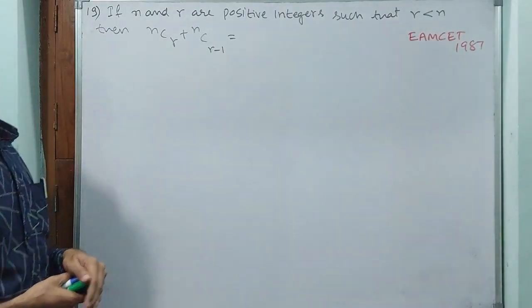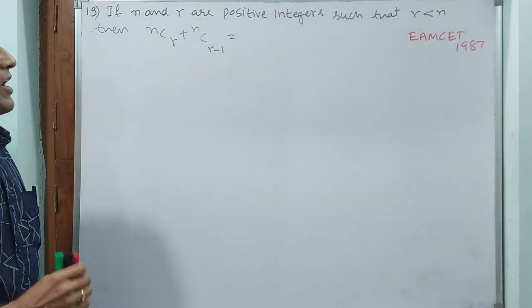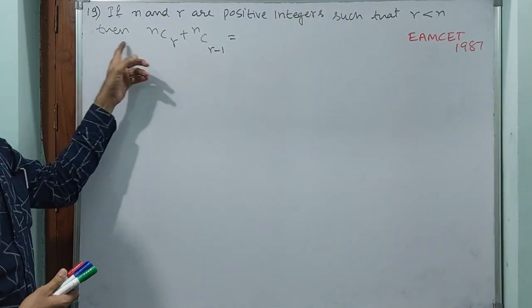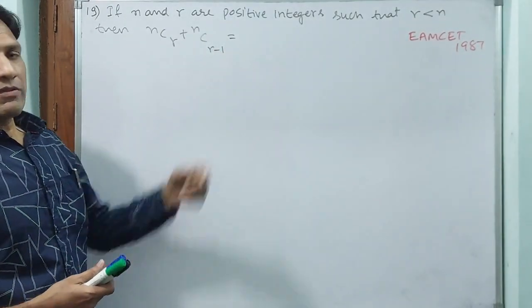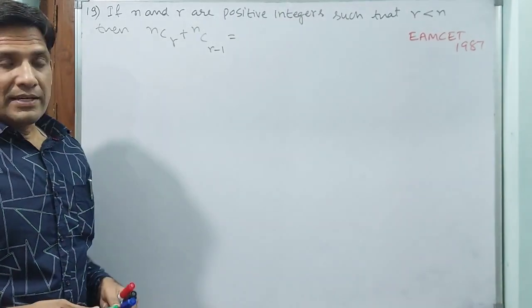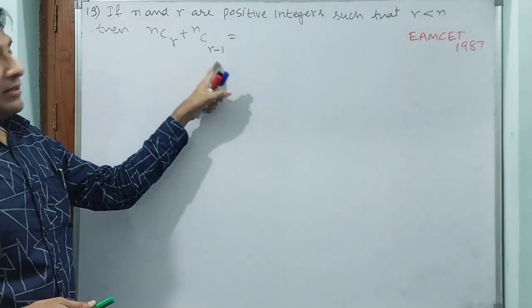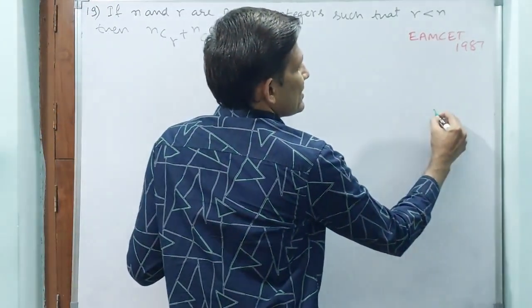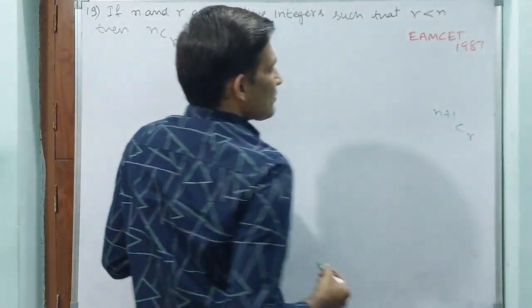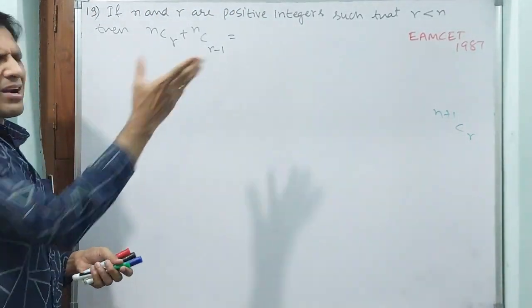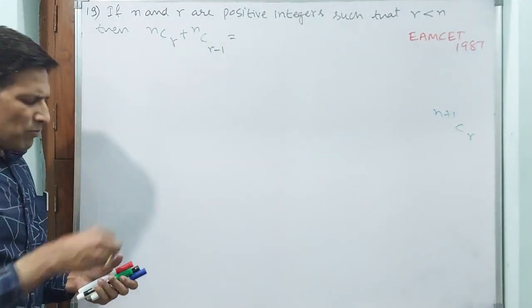See, 19th question. If n and r are positive integers such that r is less than n, then nCr plus nC(r minus 1) is how much, they are asking. See here, the answer is (n plus 1) C r. (n plus 1) C r has to come. I am writing here. Several answers they have given, one answer is this one. I am not writing all these answers. We will prove it.